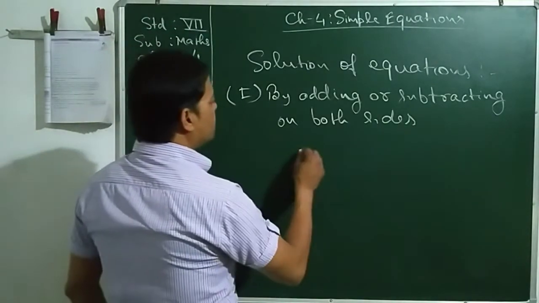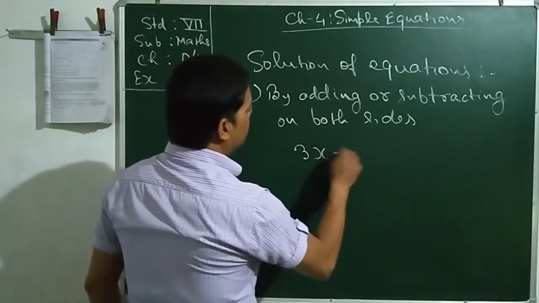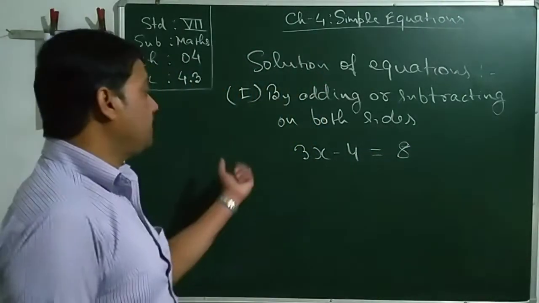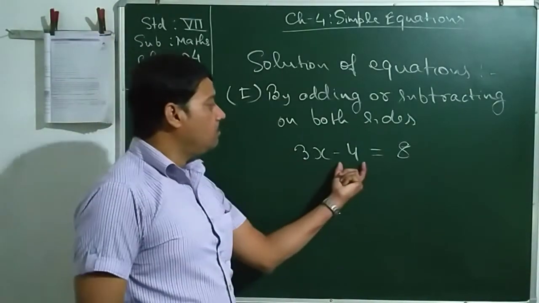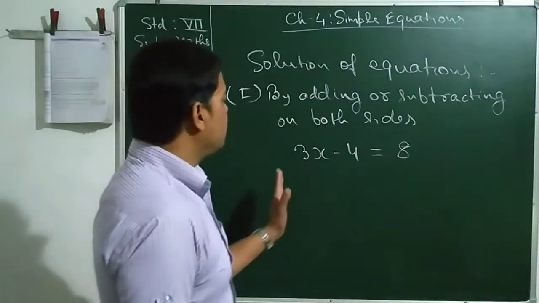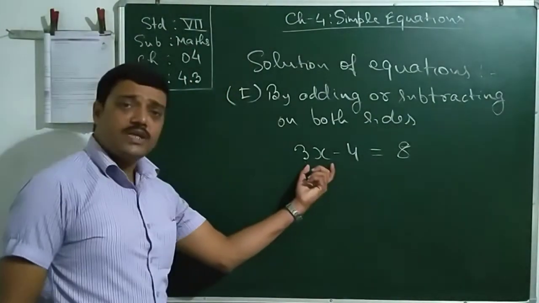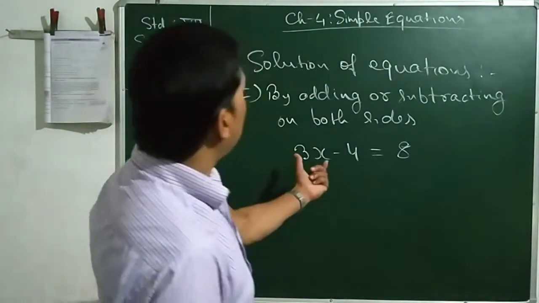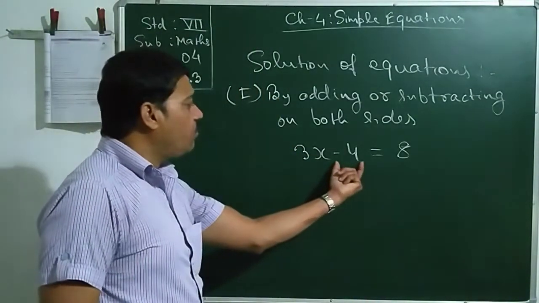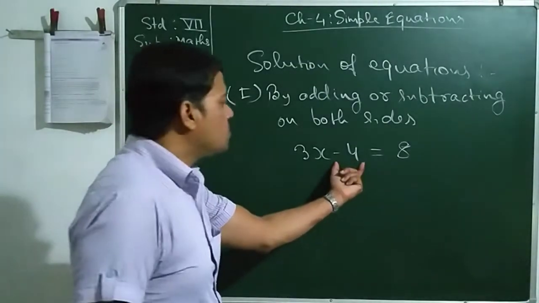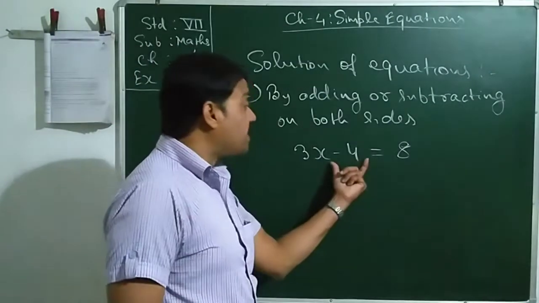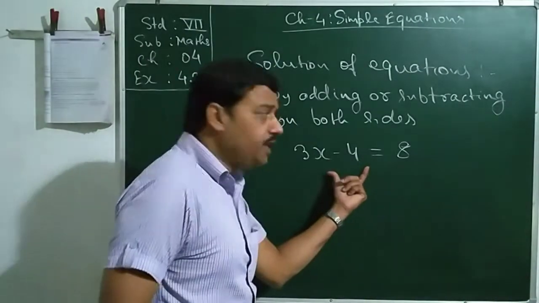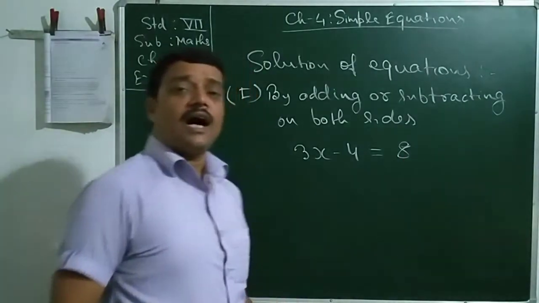Take, for example, 3x minus 4 equal to 8. In this example, x is variable, 4 and 8 both are constant. Once again, as we had separated the variables in the previous exercise, to separate them, we see that 4 has been subtracted here, so we need to first add 4 here. If we add 4 here, then we need to add 4 in the RHS also.